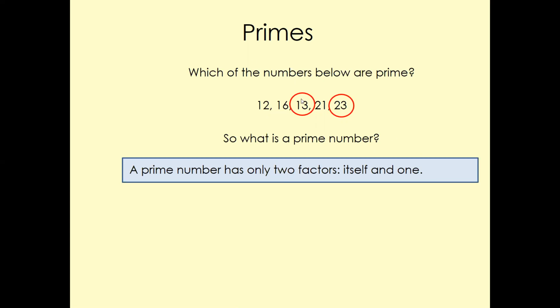If you look at number 13, it's got exactly 2 factors, number 1 and 13 itself. And same is the case with 23. It's got exactly 2 factors, 1 and the number itself, which is 23.